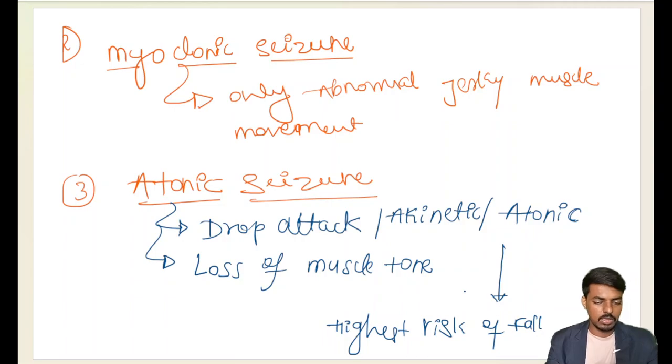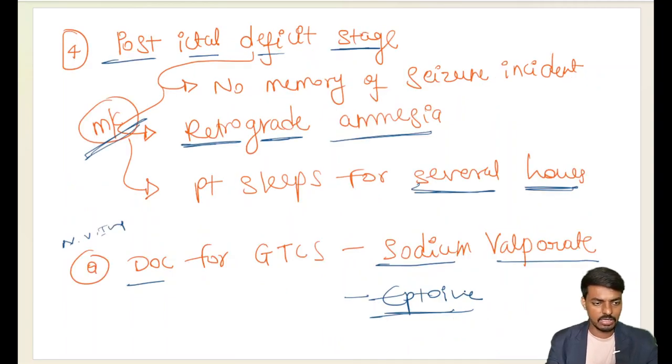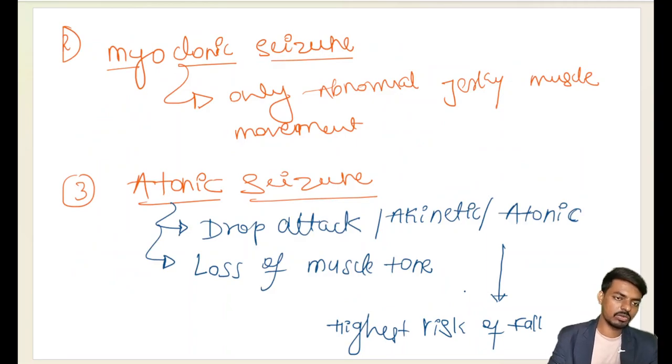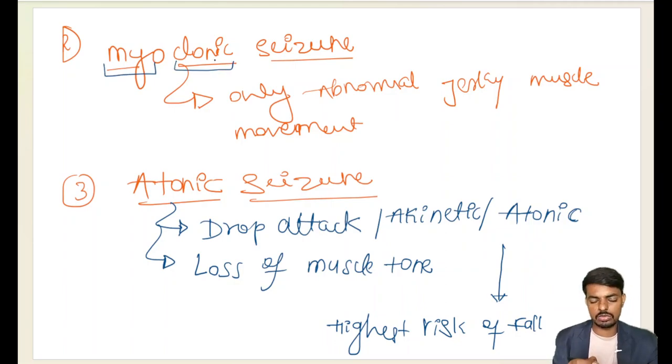So this is what we have studied related to generalized tonic-clonic seizure. Okay, let me move to the myoclonic seizure. What is the myoclonic seizure? The word itself indicates it: myo means muscle, clonic means abnormal jerky movements. So without any tonic phase, there are only abnormal jerky movements of the muscle without stiffness. If the aura is present, after that the tonic phase lasts for 10 to 20 seconds, after that the clonic phase for 30 to 40 seconds.